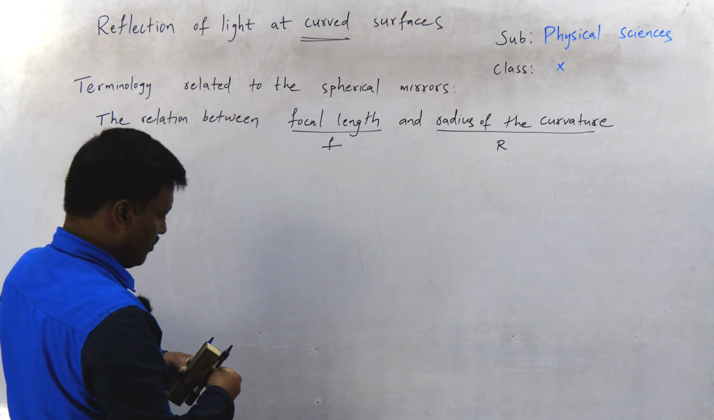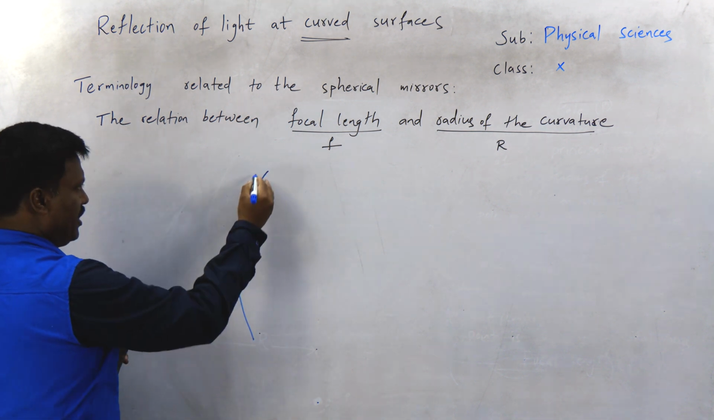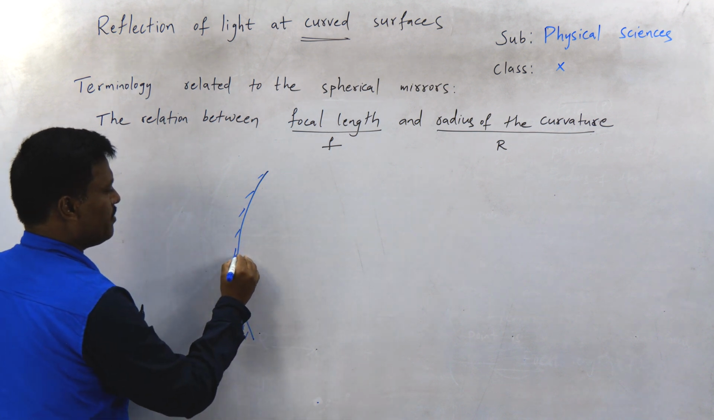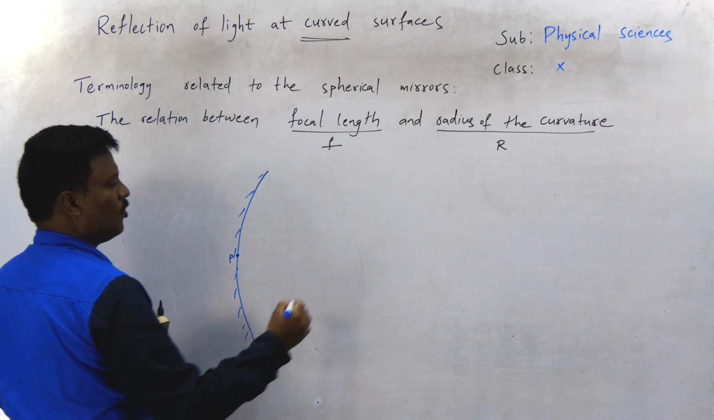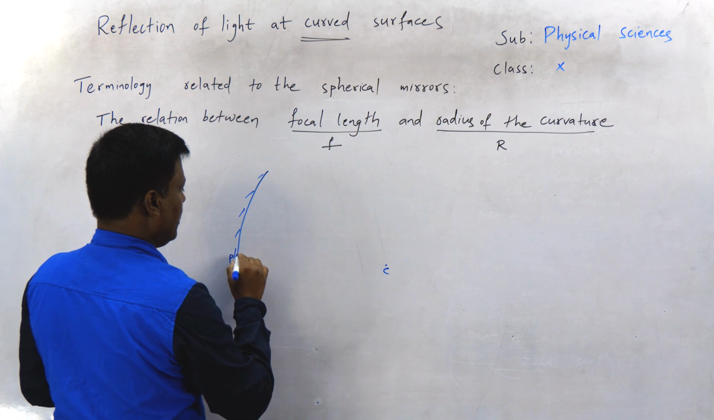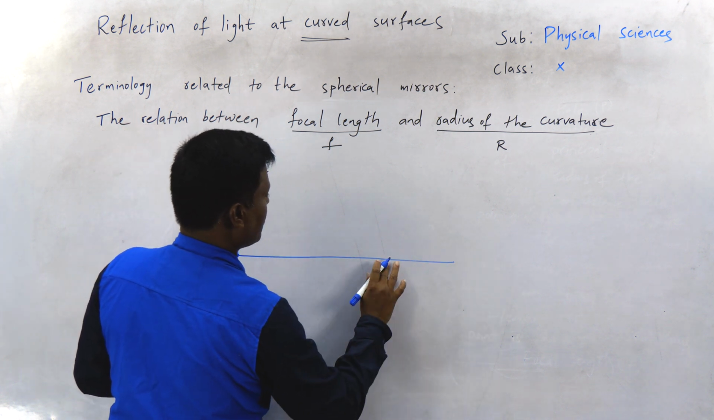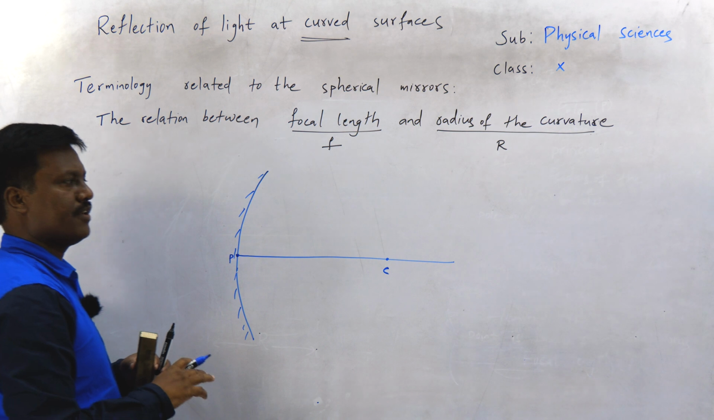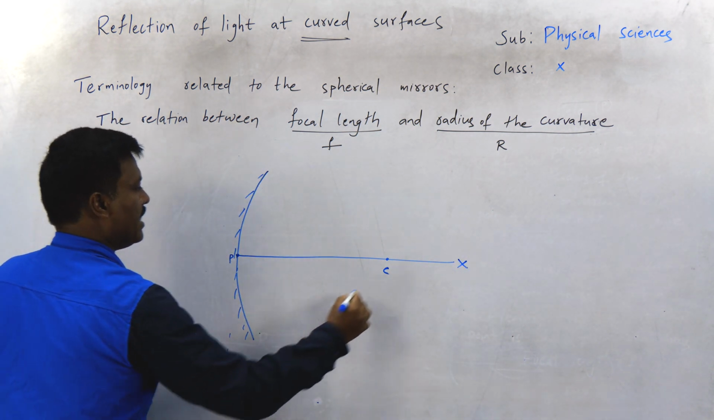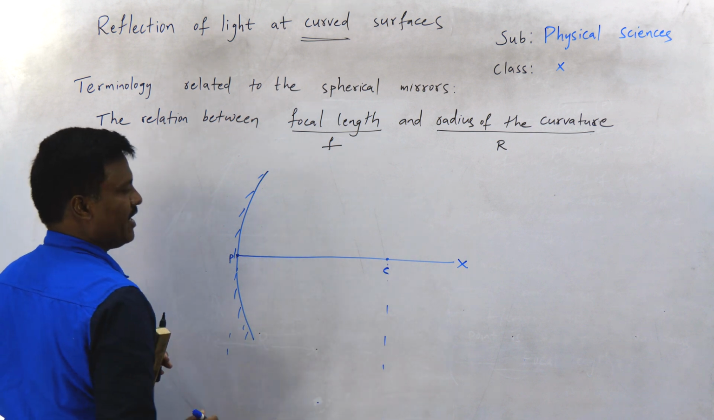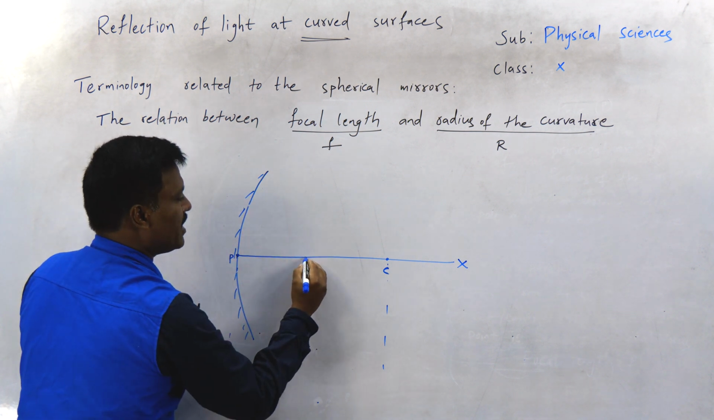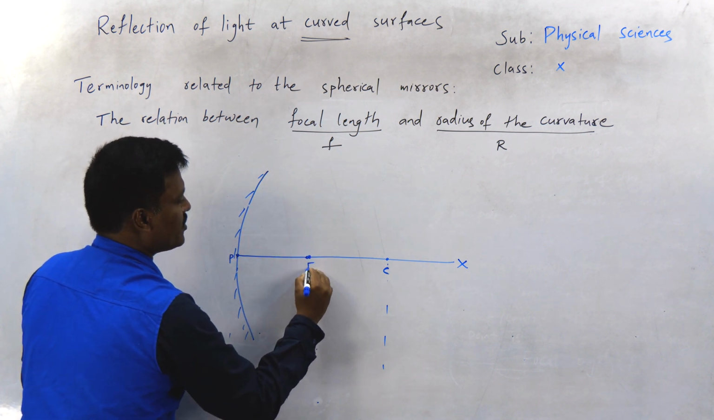Okay, so now I am going to explain. We are going to derive the relation between those. So this is a concave mirror. The midpoint of the spherical mirror is called pole. Center of the sphere is called center of the curvature. A line joining the pole and the center of the curvature is called principal axis, denoted by x. The distance between pole and center of the curvature is called radius of the curvature. Whenever a parallel beam is incident, after reflection all the light rays converge at one point, that is called principal focus.